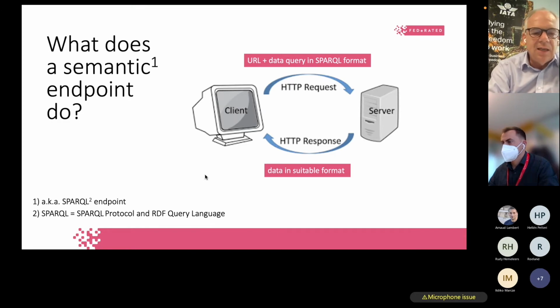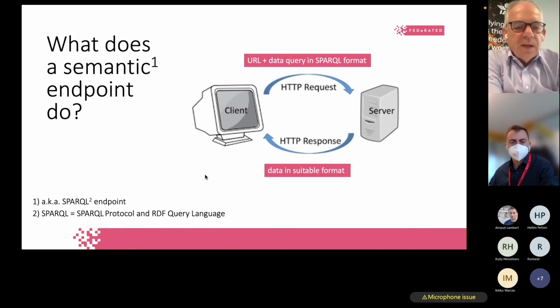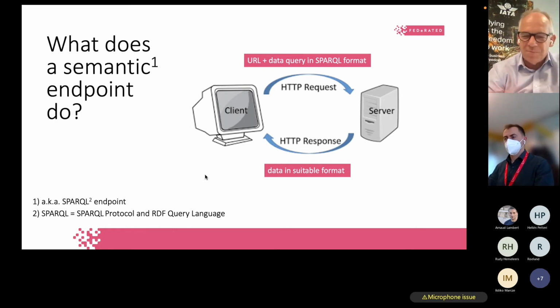I think it's a silly acronym, but it doesn't matter. It sounds good. SPARQL: protocol and RDF query language. If you don't know what RDF is, then you still haven't learned anything. But it doesn't matter. It's not important. SPARQL is easy to say. So that's a SPARQL endpoint. Very similar to an API, but just that bit more sophisticated.